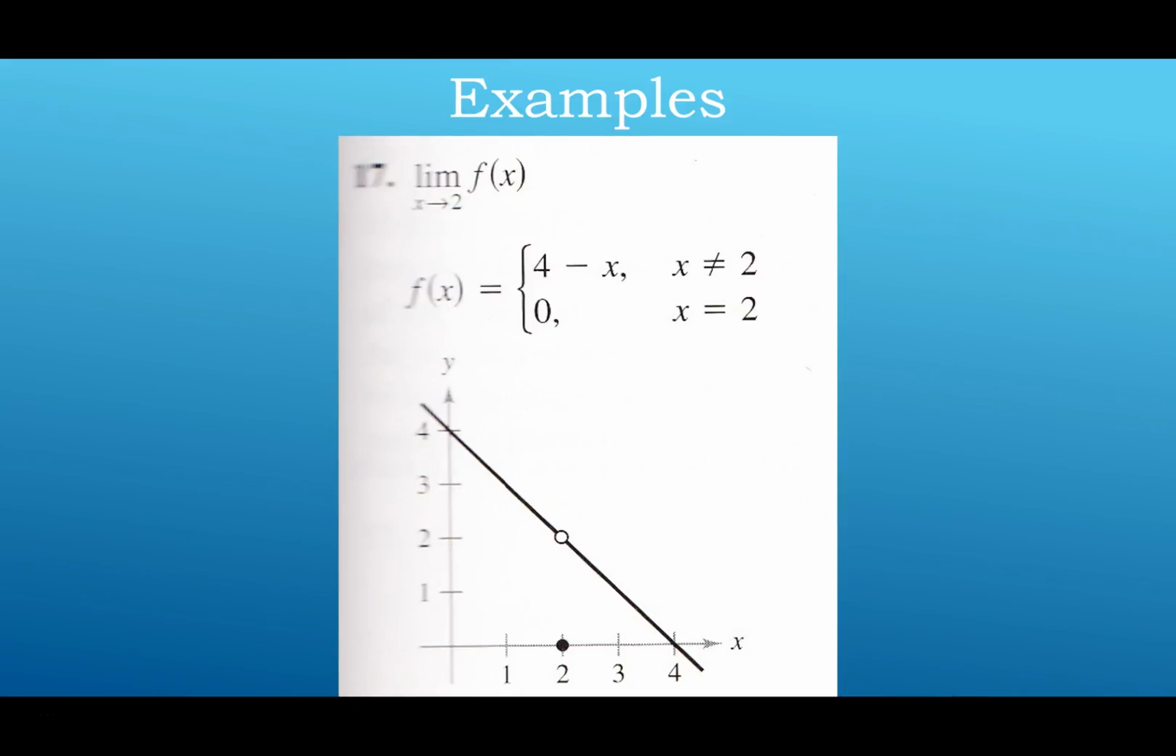So take a look at this one. They want to find the limit as x approaches 2. So again, here is 2 for the function. So we go along the graph, the left and right hand sides. Since the arrows meet at the same point, the limit is 2.